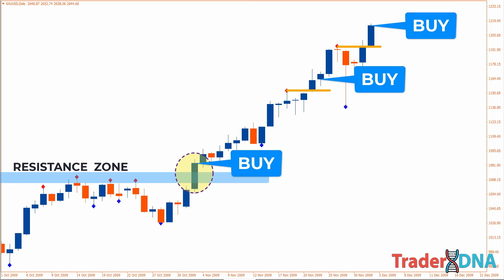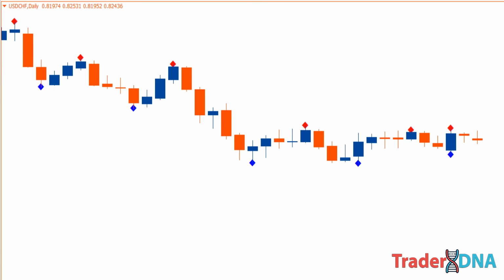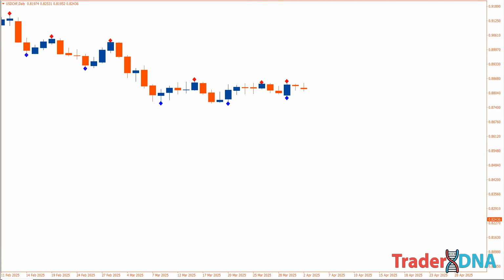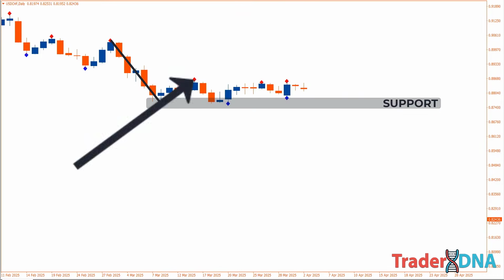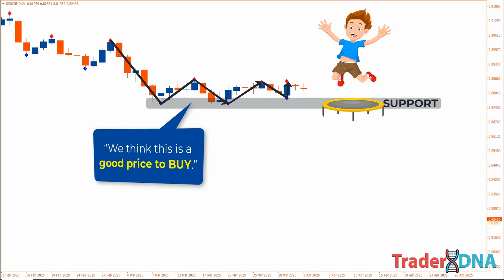Now flip the whole thing upside down and welcome to a short setup. In this scenario, instead of resistance, we're watching a support level. That's the price floor where the market has bounced upward in the past. So imagine the price falling and then boing, it bounces up like it hit a trampoline. That's support. And why does it bounce? Because buyers are stepping in and saying, we think this is a good price to buy.